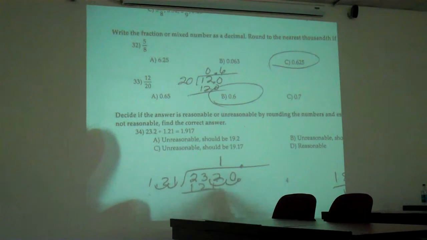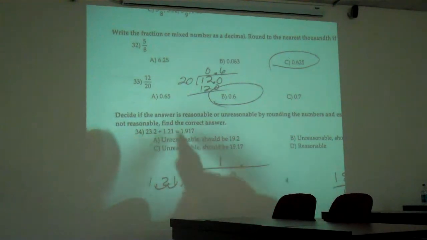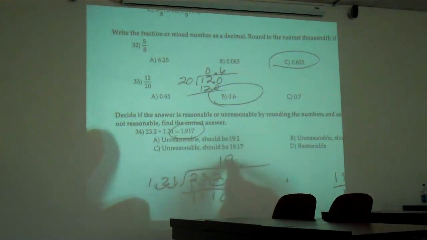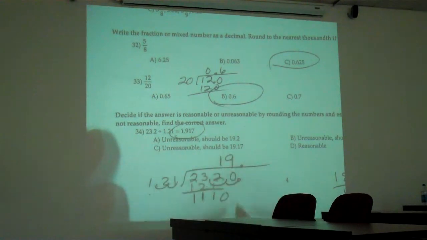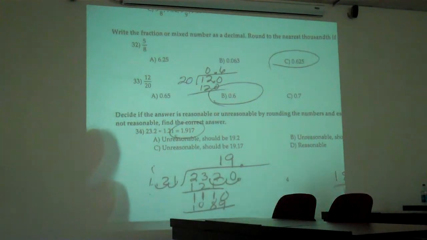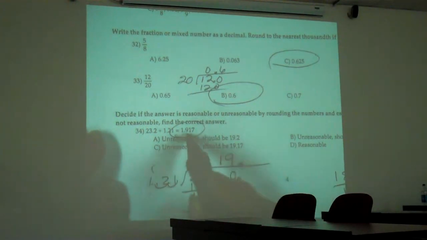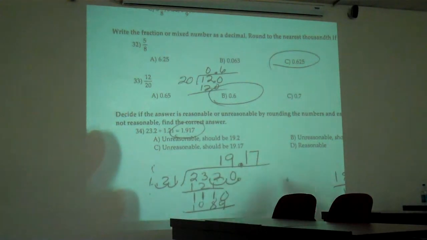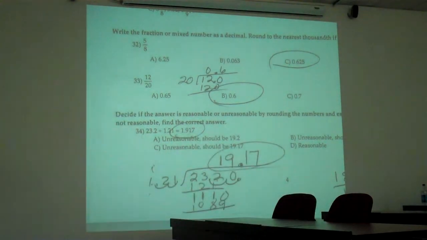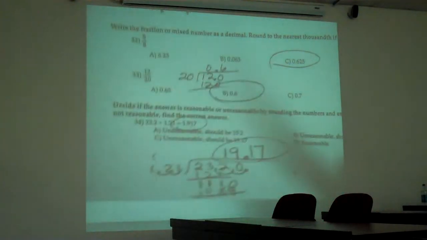1 will be 121. 111. So probably, there's the numbers, probably a 9 next. 9 times 1, 9 times 2, 9, 10. So it must be 19.17, huh? They have the decimal in the wrong place.